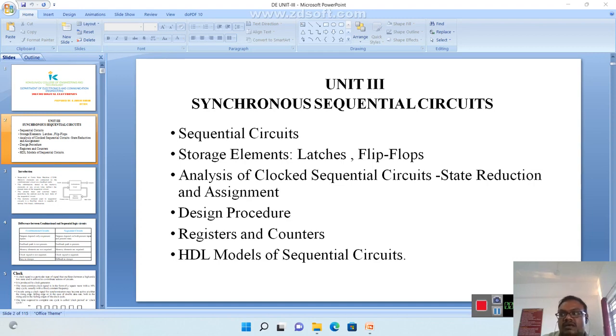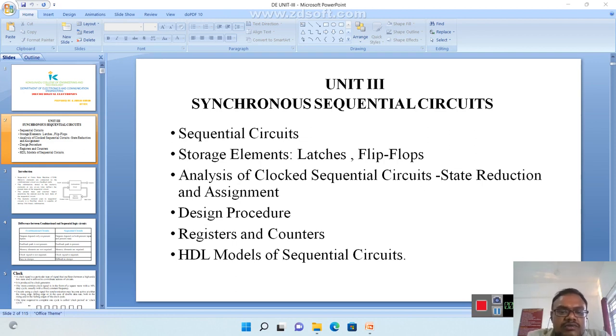Hi dear students, today we are going to discuss unit 3 of digital electronics. So what is the name of unit 3? The synchronous sequential circuits. So what are the subdivisions?